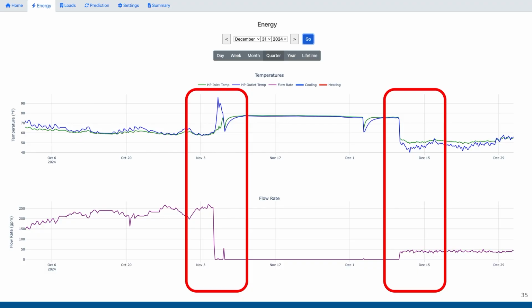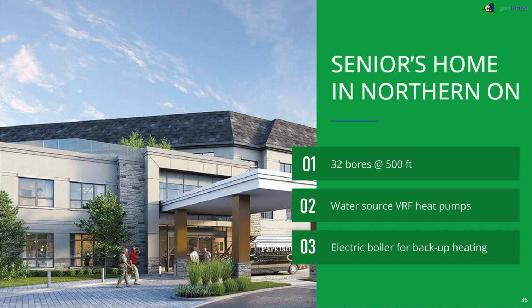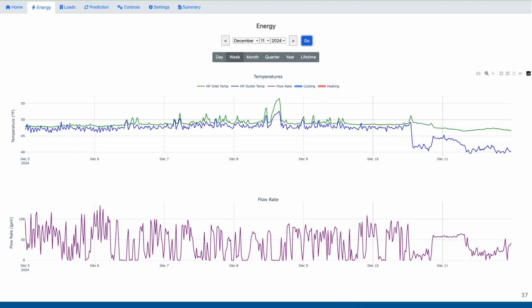Next is a seniors home in Northern Ontario. We have 32 bores at 500 feet deep, water source VRF heat pumps, and an electric boiler for backup heating. So this one, same graphs, right? We have our delta T on our ground loop, we have our flow rate. But one thing to note here is that we're in Ontario, so it's colder. The ground starts at around 46, 47 degrees Fahrenheit.